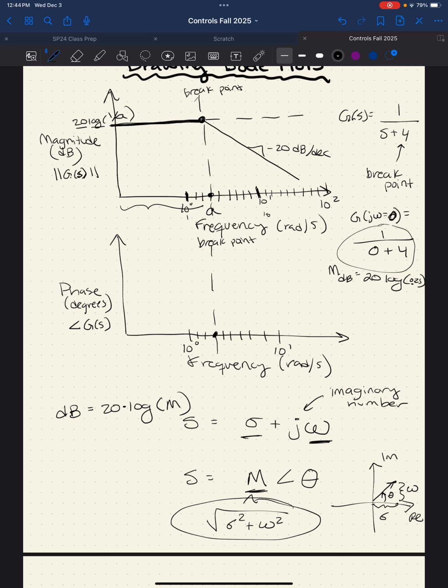Now, the phase plot is actually even easier. I said frequency, the phase plot. So for the magnitude plot, so I can understand, you would find the breakpoint first, which is the vertical line based off of the single pole. And then you would find the low frequency asymptote, which would be the horizontal line, and then you would make sure that you convert the M value, the magnitude, into decibels.